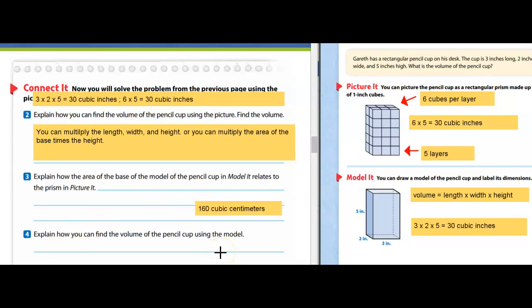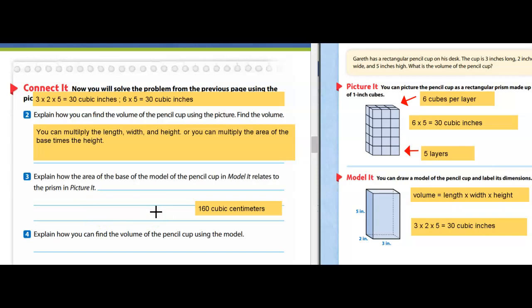All right, so you should have gotten 160 cubic centimeters. How? Because you multiply your length times your width times your height. Our length is 8 centimeters, and our width is 5 centimeters. 8 times 5 is 40. And then we multiply 40 by our height. 40 times 4 is 160.